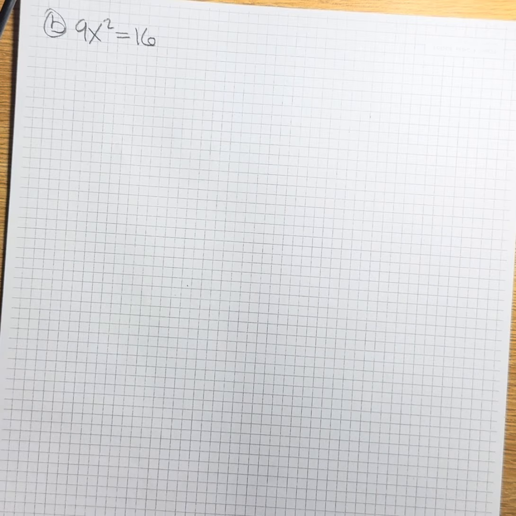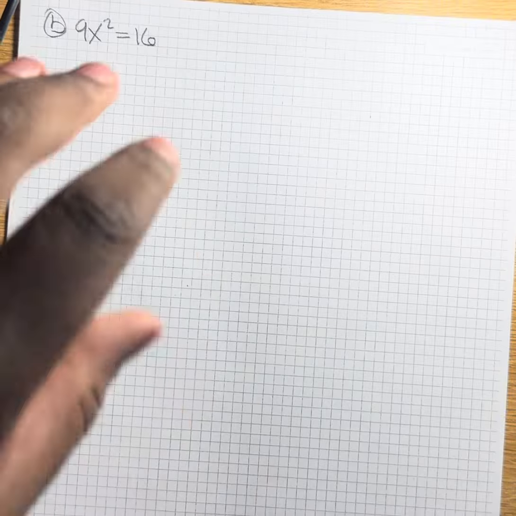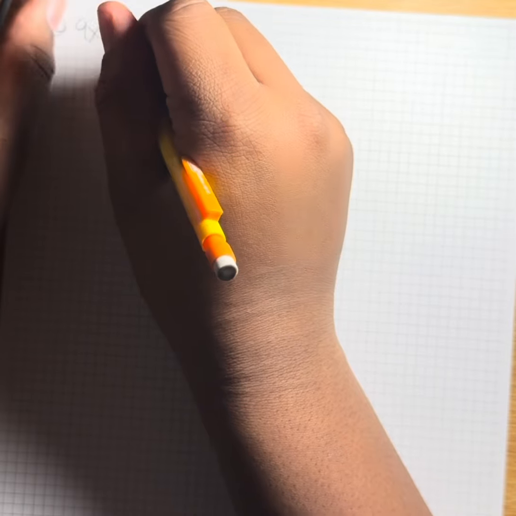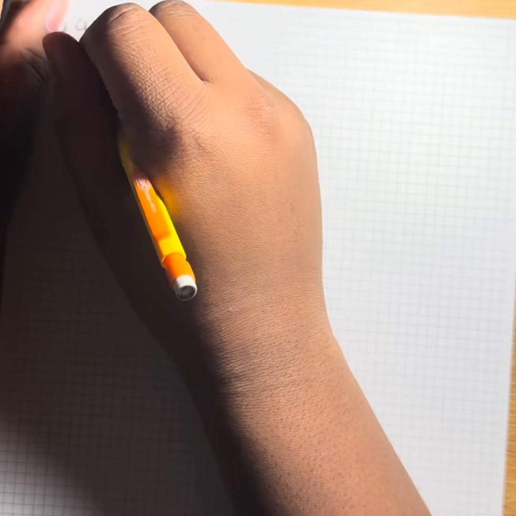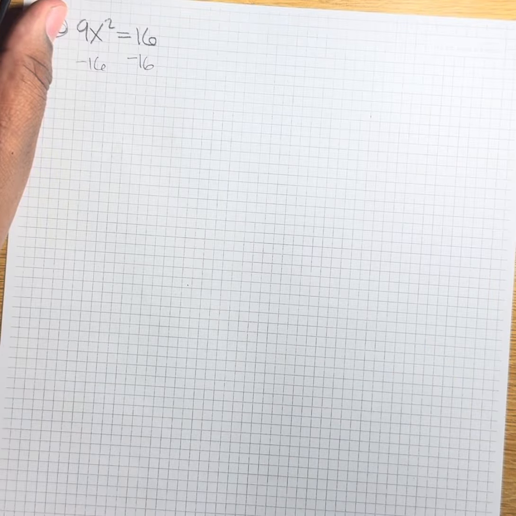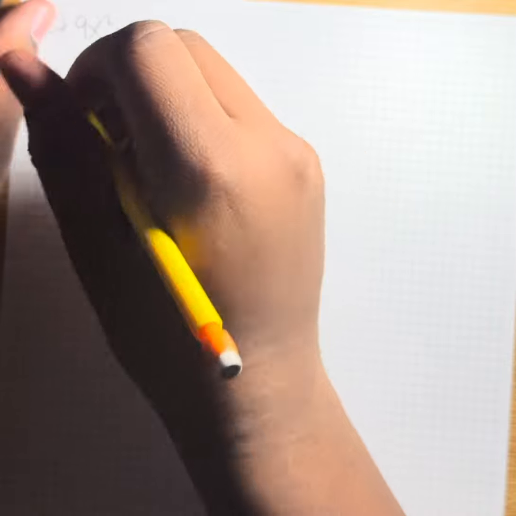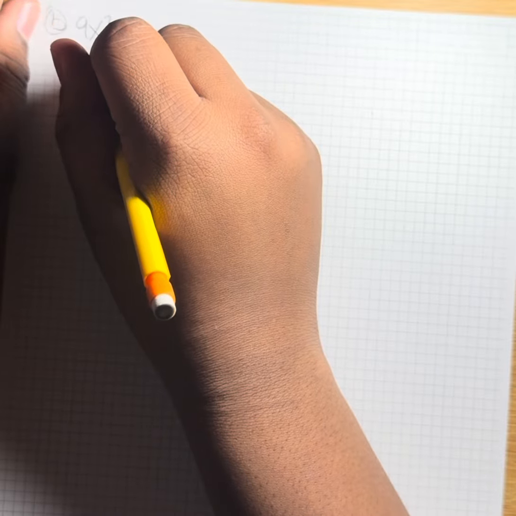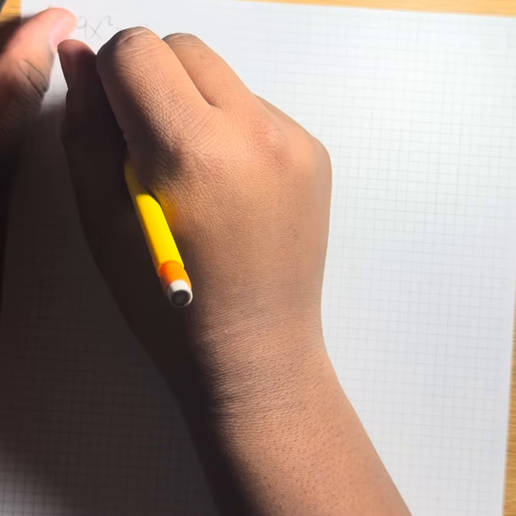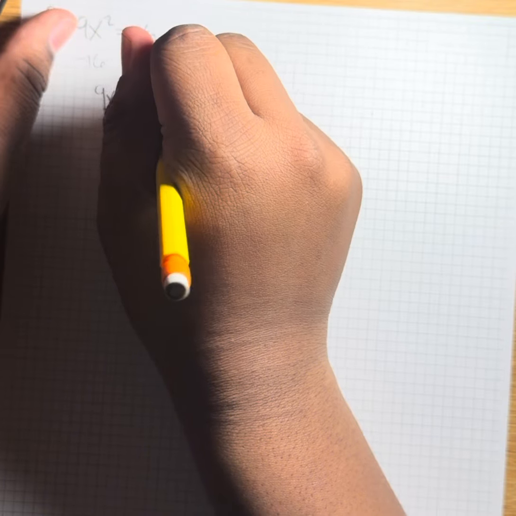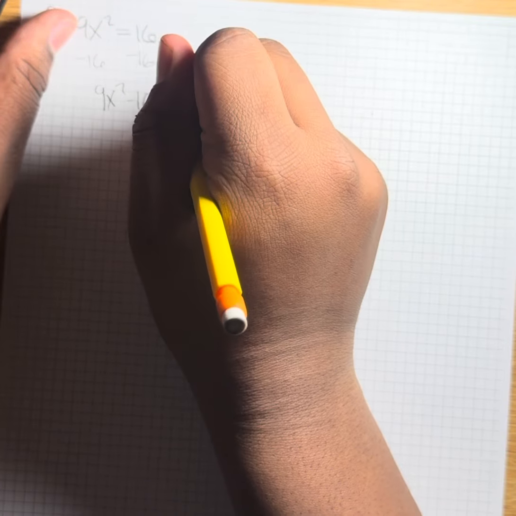All right, like we did with the last part of the question, we have to make everything equal to 0. So we're going to have to subtract 16 from both sides, making this 9x squared minus 16 equal to 0.